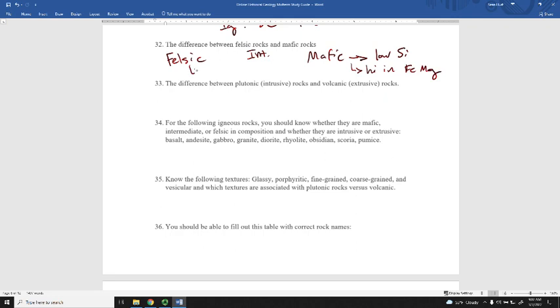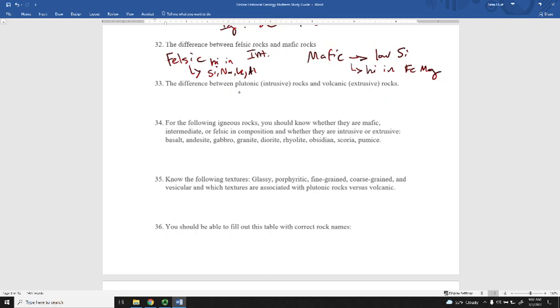Whereas felsic is high in silicon, sodium, potassium, and aluminum. Those are the things that are different chemically between felsic and mafic. Intermediate is just that, intermediate between the two. It has intermediate levels of sodium, potassium, and aluminum, intermediate levels of iron and magnesium, and intermediate levels of silicon. So, that's easy.